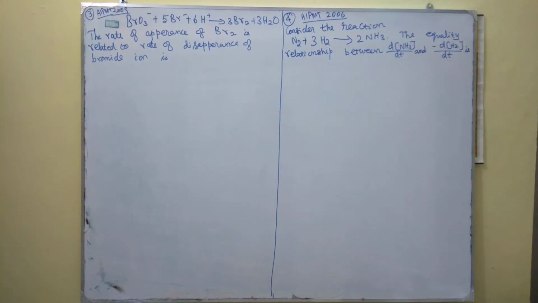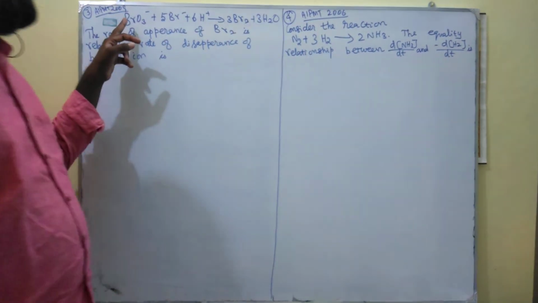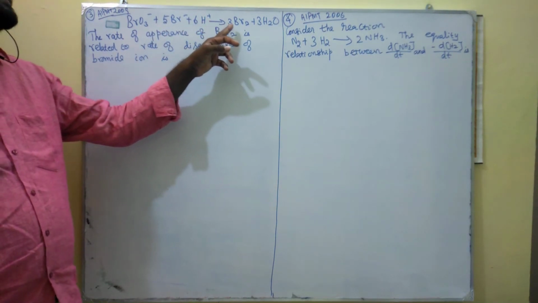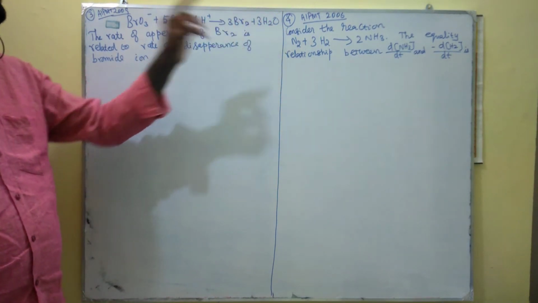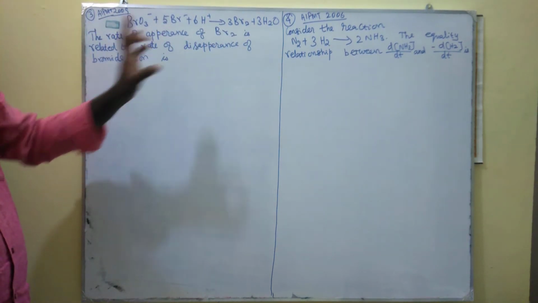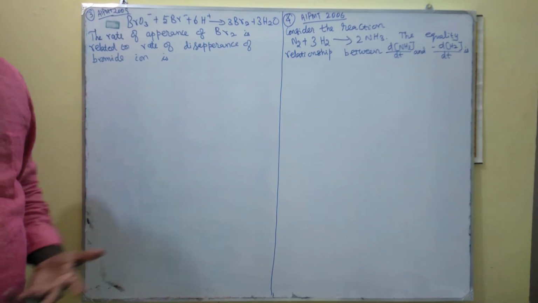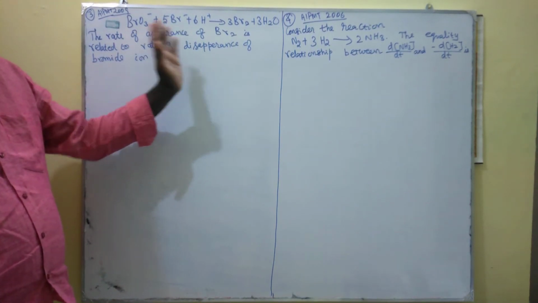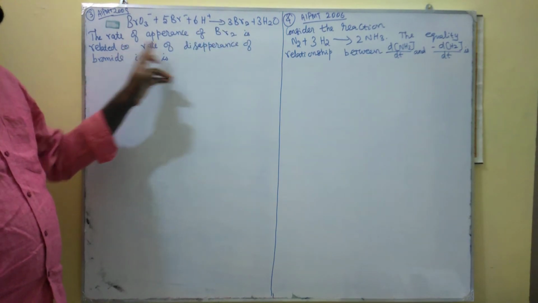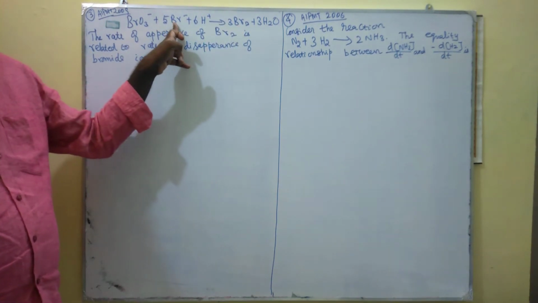Right. The next question is related to the rate of a chemical reaction. Consider the reaction BrO3 minus plus 5Br minus plus 6H plus gives 3Br2 plus 3H2O. Here the rate of appearance of bromine is related to the rate of disappearance of bromide ion. Bromine is in the product and bromide ion is in the reactant.